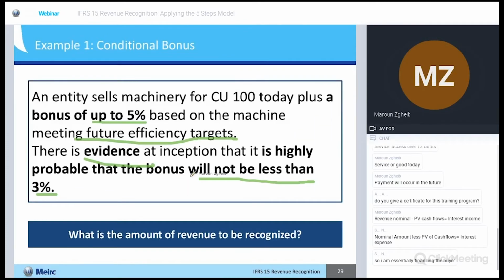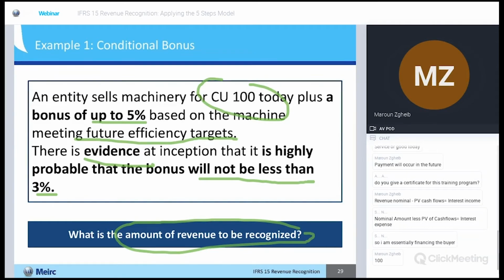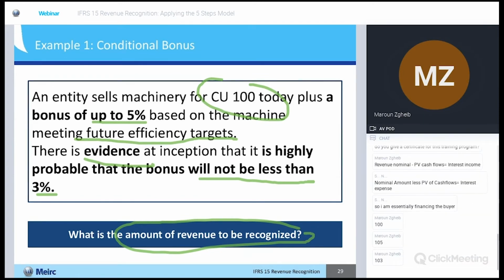So in this example, we are saying that we have a 3% as a minimum. The bonus will be minimum 3%. So what is the amount of revenue to be recognized in this case? Do we recognize revenue of 100, 105, or 103? So first option is 100 and ignore the bonus completely. Second one is 105 and recognize all the bonus. And the third is 103 and you recognize part of the bonus. What do you think is the amount that should be recognized as revenue, or what do you think is the transaction price? 100, 105, or 103?